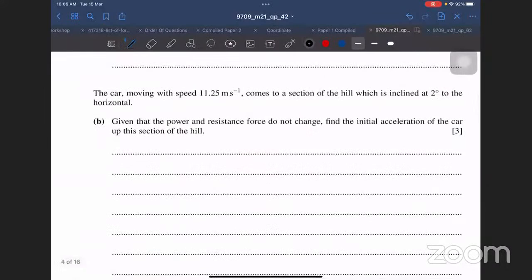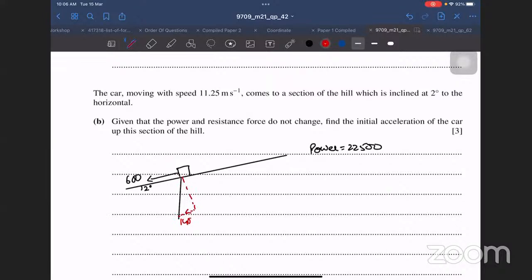Then it says the car moving with speed 11.25 comes to a section of the hill which is inclined at 2 degrees to the horizontal. Its velocity is 11.25, given that the power and resistance do not change. So power is still 22,500 and the resistance force is 600 newtons. What has changed is the force that gravity was exerting on the car. So it's 14,000 sine 2.